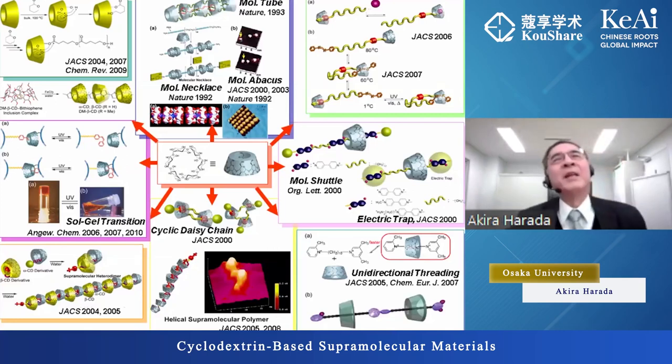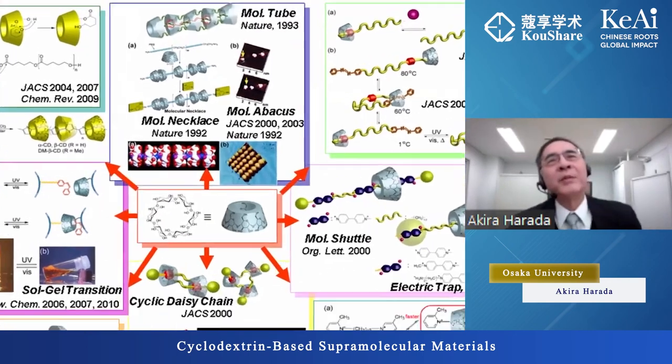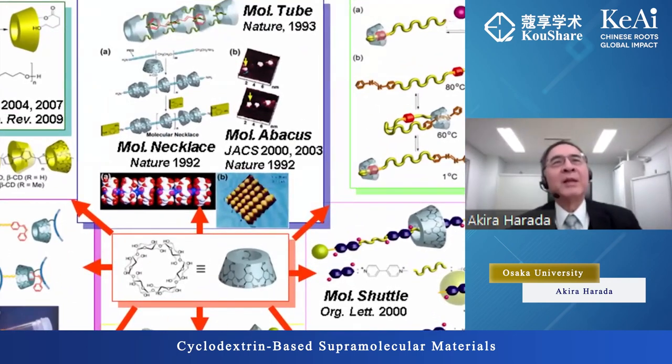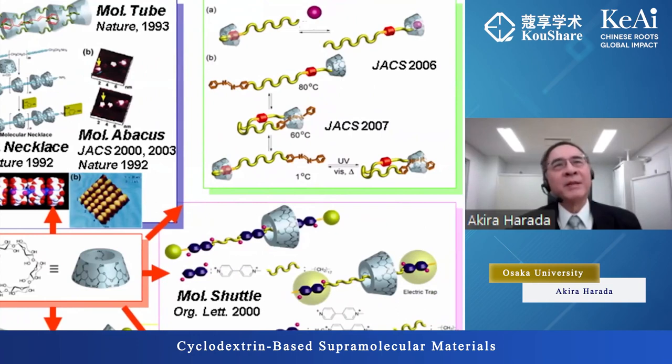This is a gallery of our previous work on cyclodextrins and polymers up until 2010. We started our work on the preparation of polyrotaxanes, as mentioned before. Then we prepared tubular polymers and also the molecular abacus from the polyrotaxane. And we studied the dynamic aspects of polyrotaxanes, I mean the relative movement of the cyclodextrin ring along the polymer chain using some probe molecules.